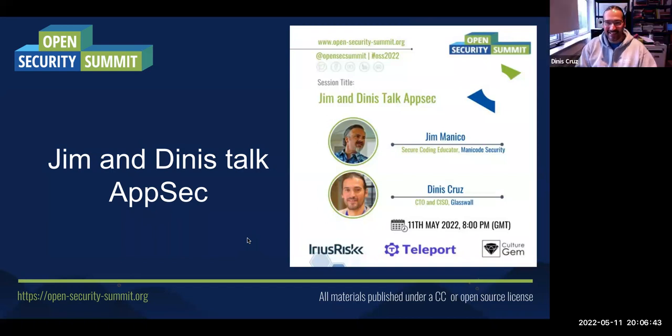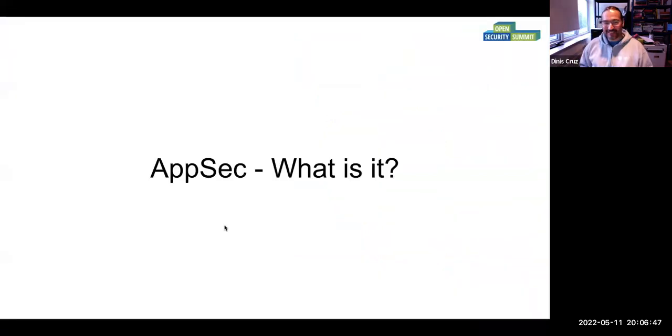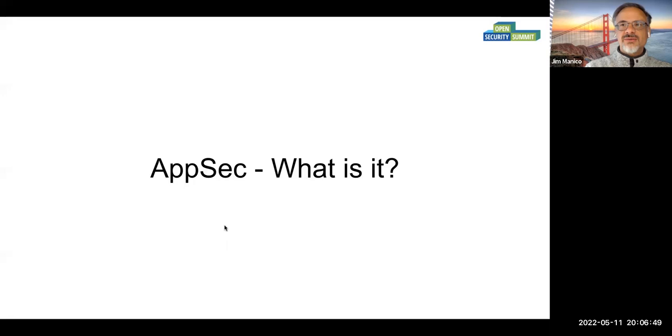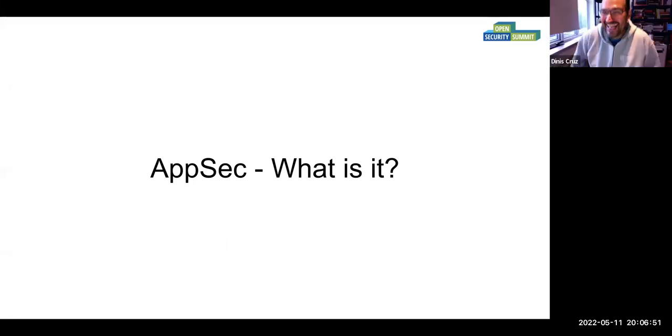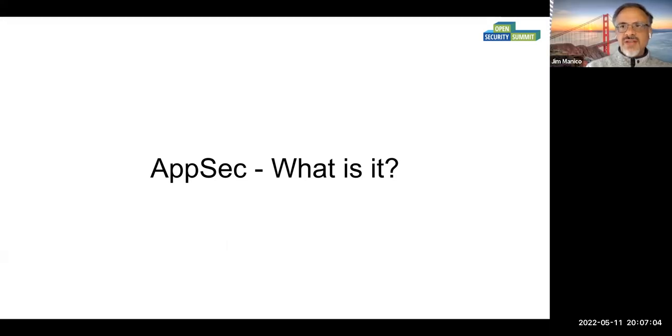Right, so let's go with the first topic of the day. Okay, threat modeling is unnecessary. What's next? No, I'm just kidding. First question: Appsec, what is it, actually? What's your definition of application security? It's the people, process, and technology necessary to build and maintain secure software.